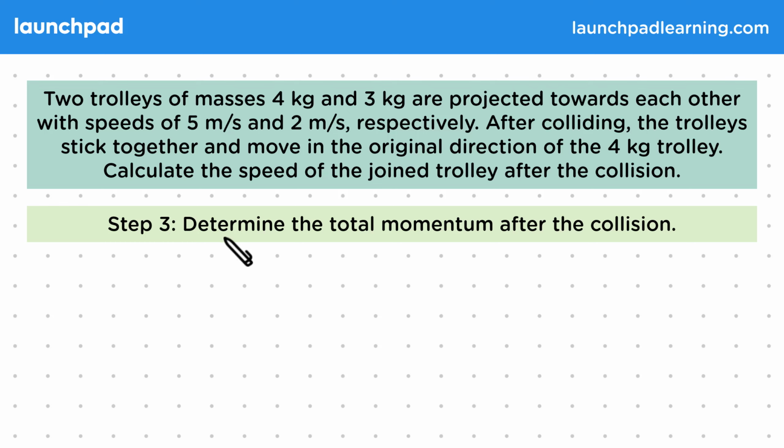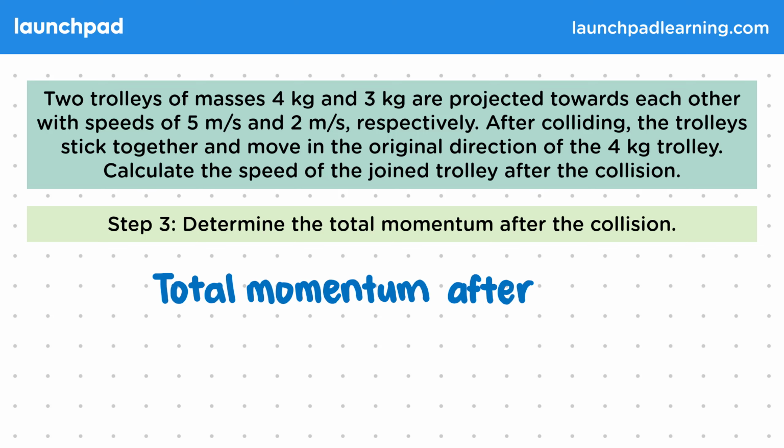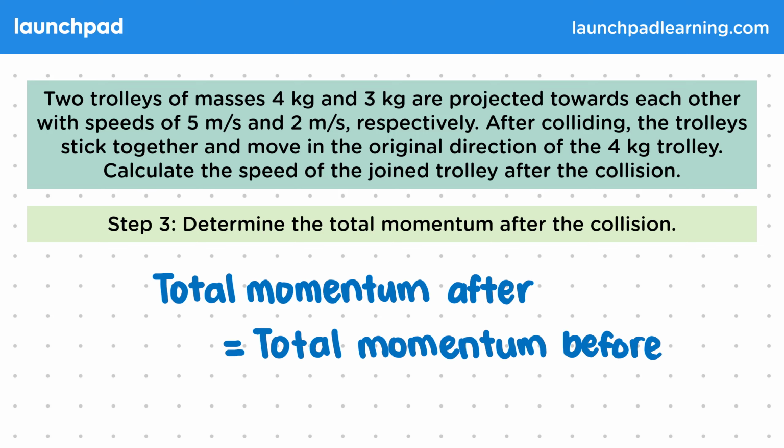In step 3, determine the total momentum after the collision. We'll do this using the principle of conservation of momentum, which tells us that the total momentum after a collision must be the same as the total momentum before it. In this case, we know that the total momentum after the collision is 14 kilogram meters per second.